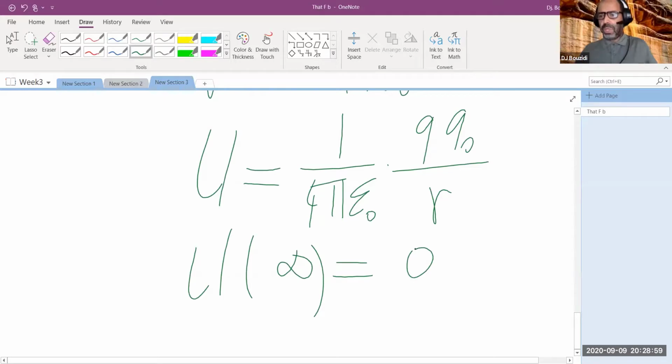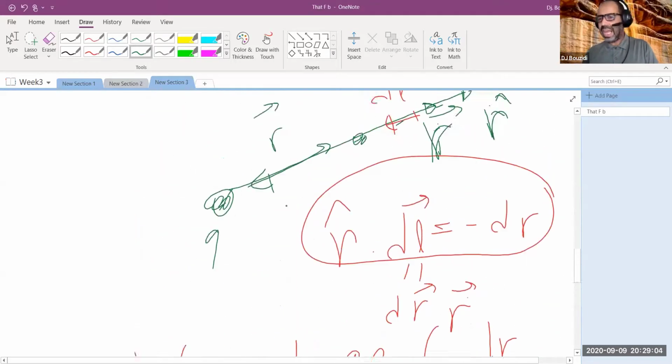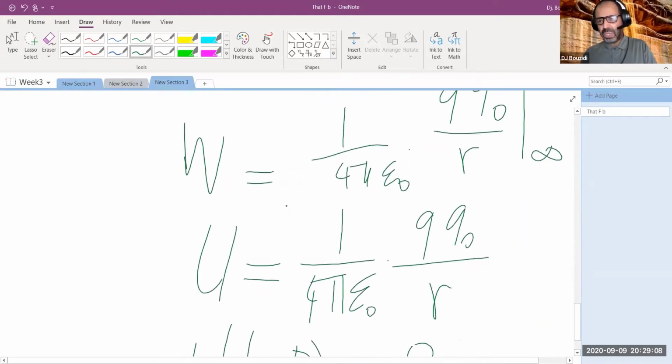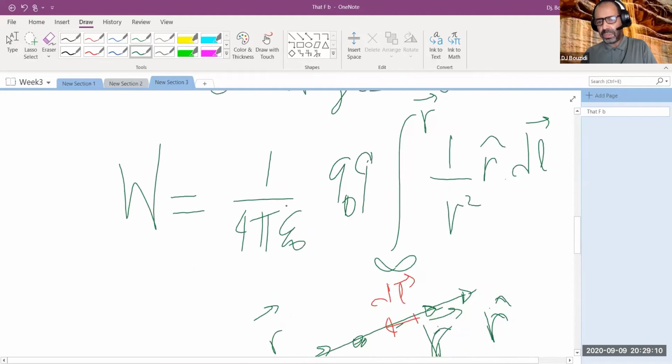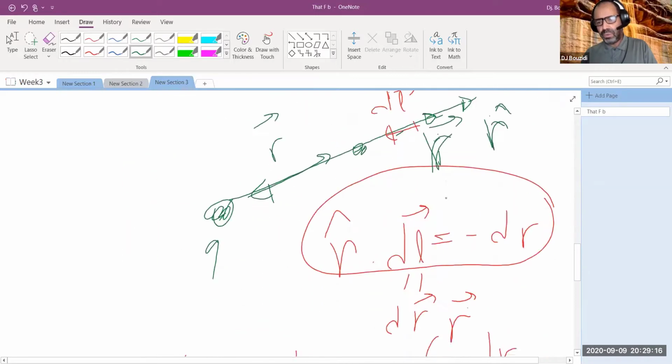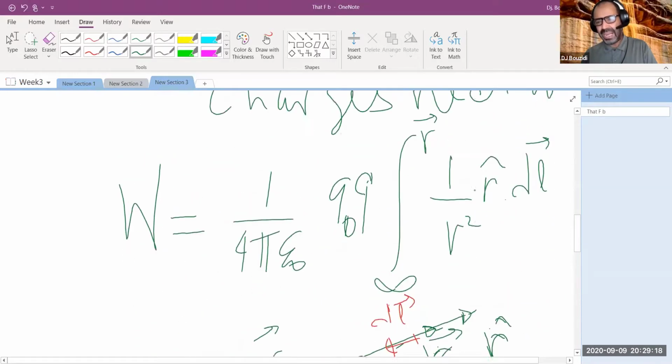So the purpose of this exercise then is to show that we actually have found the work, and it's independent of the path. It depends only on the final and the initial position. It depends on infinity and the position where we are right now, r. It doesn't depend on which way you actually come through it.